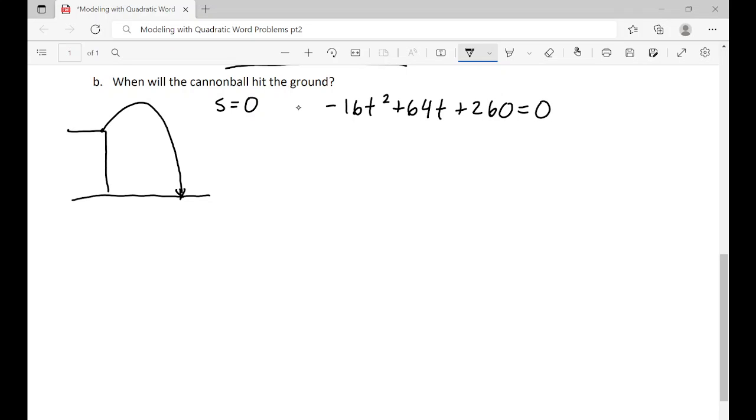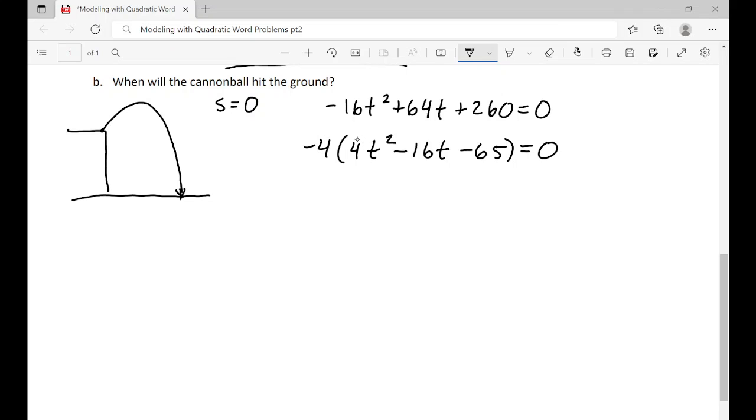Again, you could have put it on the left or the right. Doesn't matter. I prefer on the right, but you'll still get the same answer. Again, I can factor this, but first I'm going to take out a GCF because I want it just to be a little bit easier. So I'm going to take out a negative 4. So I'm going to have 4t squared minus 16t minus 65 equals 0.